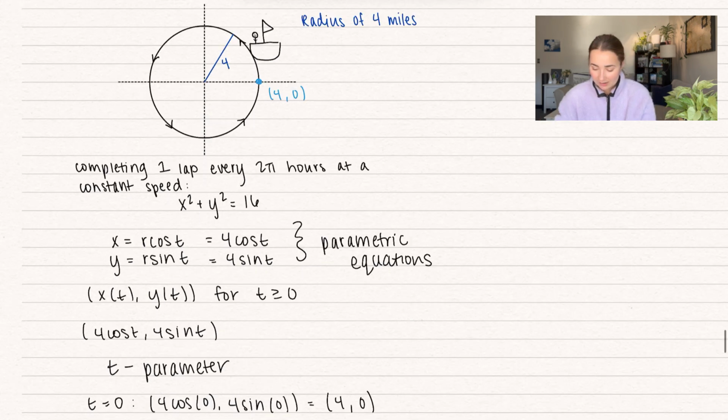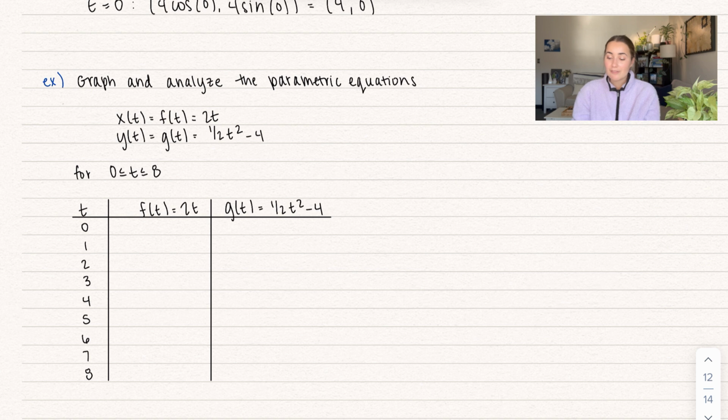So now let's go ahead and try some other examples of this. We want to graph and analyze the parametric equations. So we have x of t, which is sometimes written as a function of t, so f of t, is equal to 2t. Y of t, which you could also see as g of t, is equal to 1/2 t squared minus 4. And this is going to be for time between 0 and 8. That could be minutes, that could be hours, whatever you want to interpret it as.